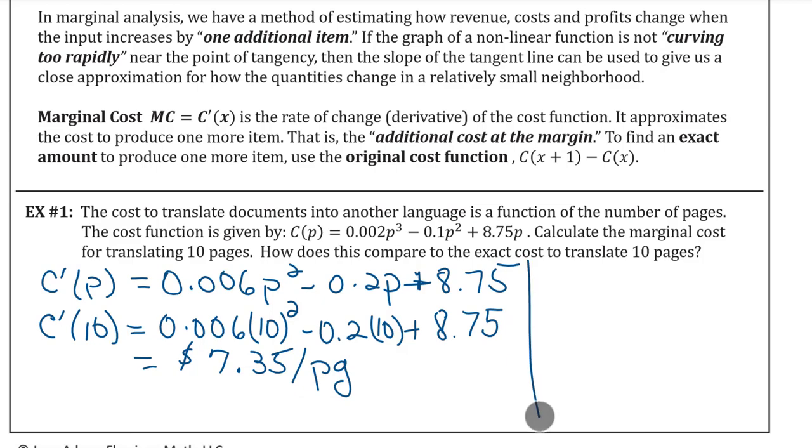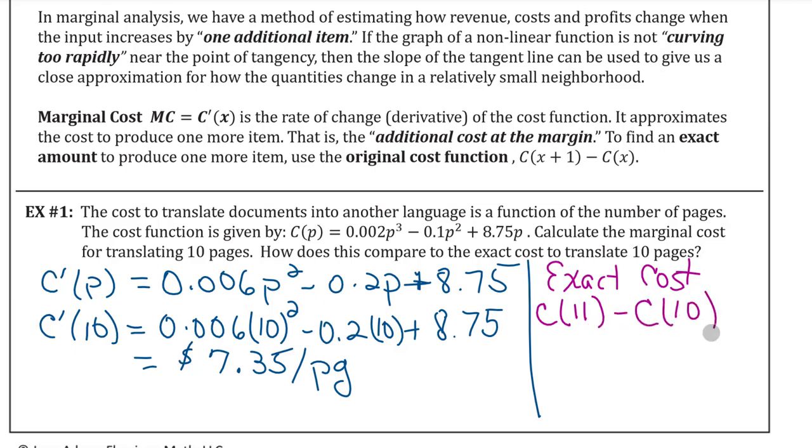Okay? Now the exact cost is going to be, we're going to find out how much it would cost to produce 11 pages and subtract the amount it would cost to produce 10 pages. That'll give us the change in cost. I'm not going to show the math, but I'm just going to substitute 11 in here for P cubed, P squared, and P. And C of 11 is $86.81. And C of 10 is going to be $79.50. So the actual marginal cost is $7.31 per page.